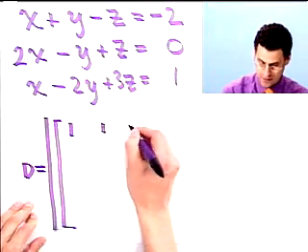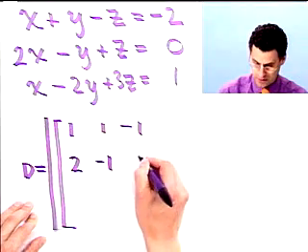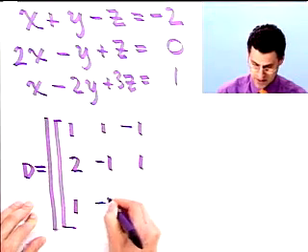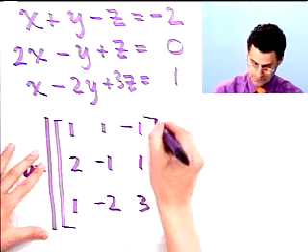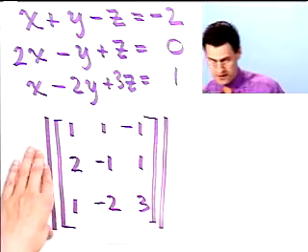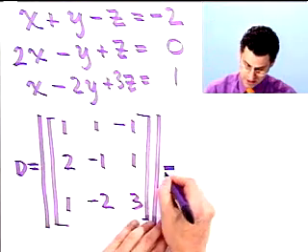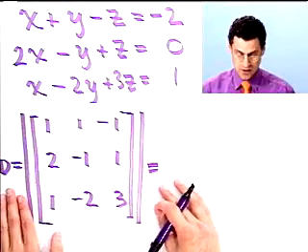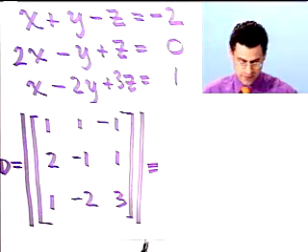So I just rip off the coefficients right here and write that in. 1, 1, minus 1. 2, minus 1, 1. 1, minus 2, 3. I just took off the coefficients, and now I want to compute the determinant. So what does the determinant equal? Well, let's think about it and see. This is a 3x3, so I'm going to have to expand around one of the rows or columns. I'm going to expand around here.